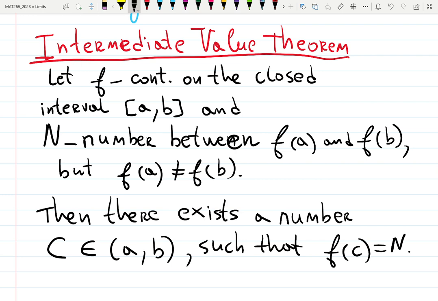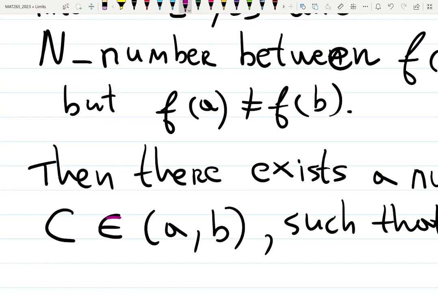If f of A and f of B exist on a closed interval, then any number in between them will also exist. Very good. And any number between them also exists. That is so good. So I have several questions. Who remembers what this means? I call it C with a tongue.